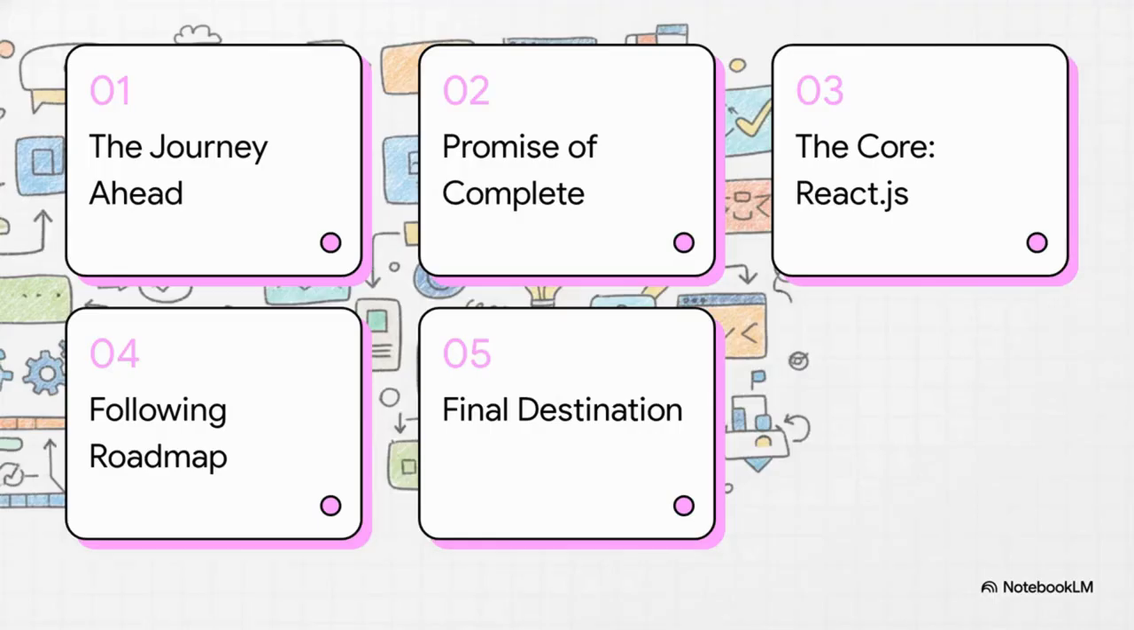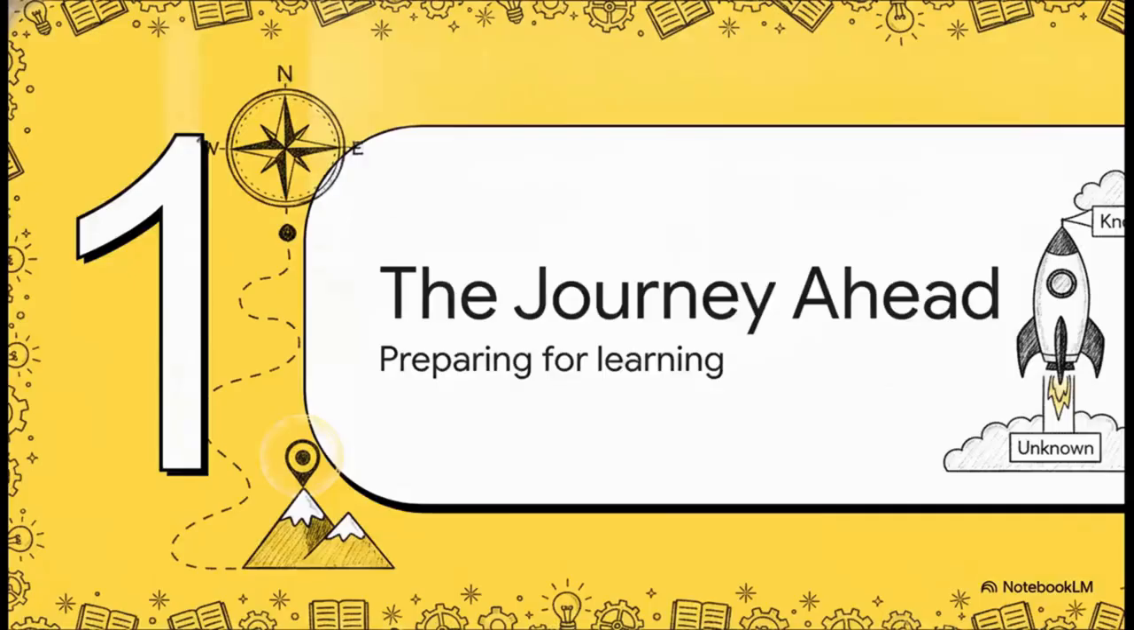So, before we can truly understand our source text, let's actually look at our own roadmap for this explainer. We've got 1. The journey ahead, 2. The promise of complete, 3. The core, React.js, 4. Following the roadmap, and 5. Your final destination. Yep, we're using a roadmap to understand a roadmap. Let's jump right in. Section 1.